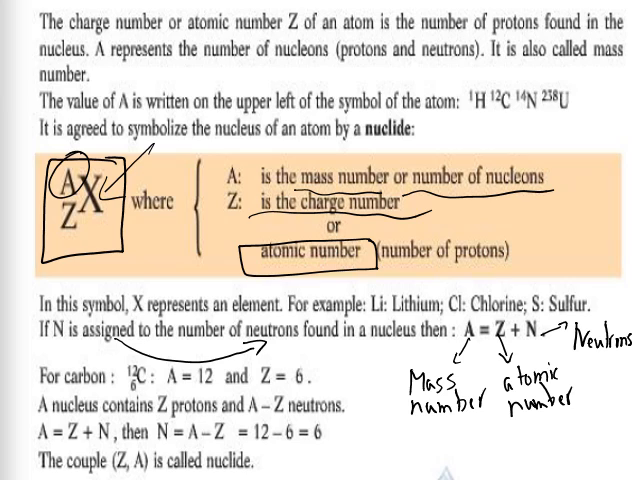Okay, let's see an example here. We have an example about carbon, which has a mass number A equal to 12, and Z equal to 6. A nucleus contains Z protons and A minus Z neutrons. So A equals Z plus N. Then, in the mathematical calculation, N is equal to A minus Z. Whenever Z moves to the other side, we have to change the sign. A minus Z, so 12 minus 6, is equal to 6. Okay?